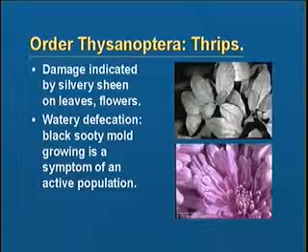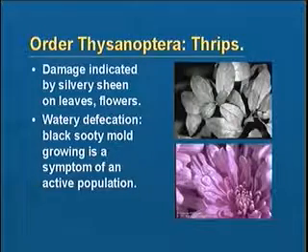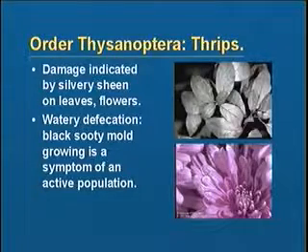Have people seen thrips before? People know what thrips are? Well, you might have seen thrips damage, especially on flowers, this kind of white damage on flowers. That's thrips feeding damage. A silvery sheen on plants can indicate thrips damage. They also have a watery feces, and black sooty mold can be a problem associated with thrips.